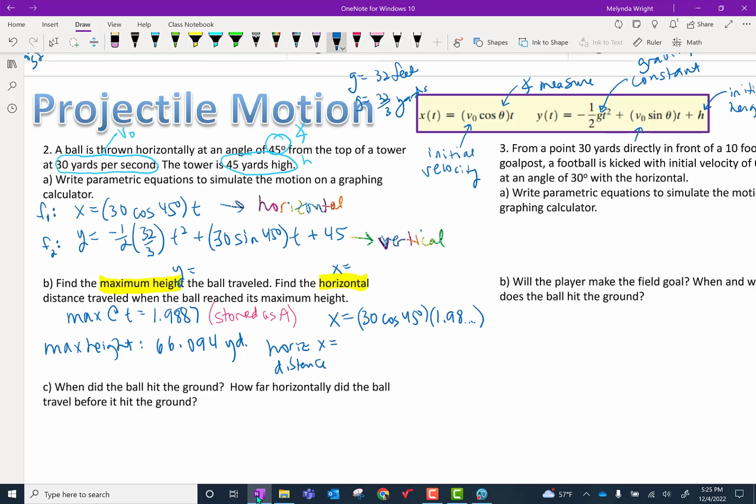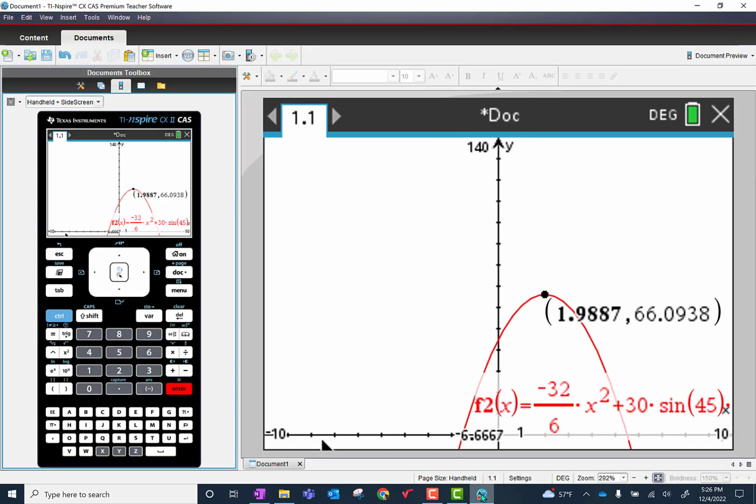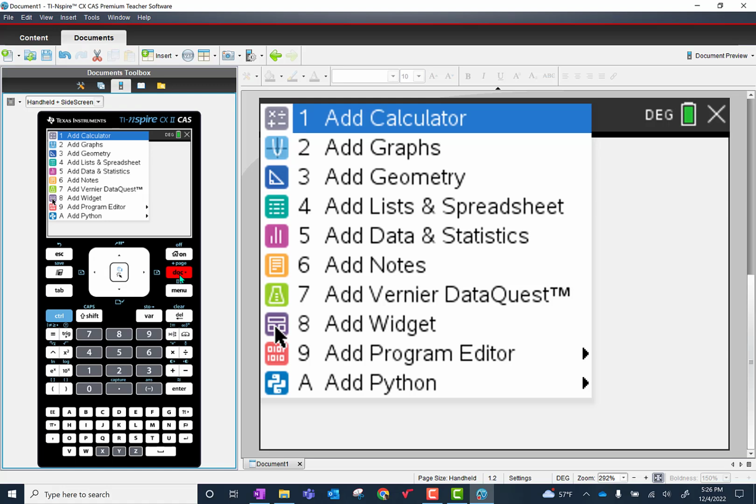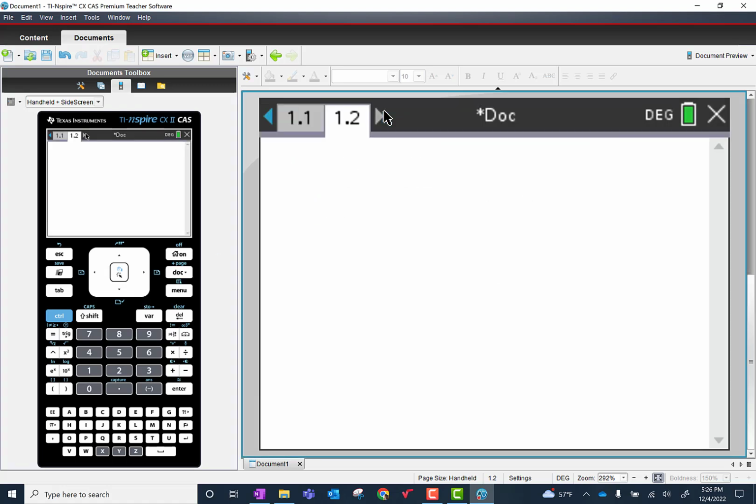All right, so how do I do that? How do I make my calculator do this? Well, there's a very easy way, which is, of course, the way I'm going to show you. What we need to do is get another document. So let's add a page, Control Doc, add a page. We need a calculating page.